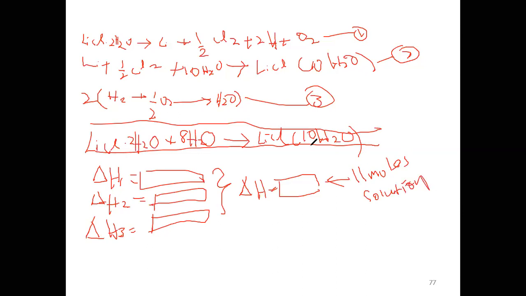If you look at here, this one is 1 mole of lithium chloride. This one is 10 moles of water. So the total is 11 moles. So you have to divide delta H by 11 moles, so you can get the value for 1 mole of the solution.